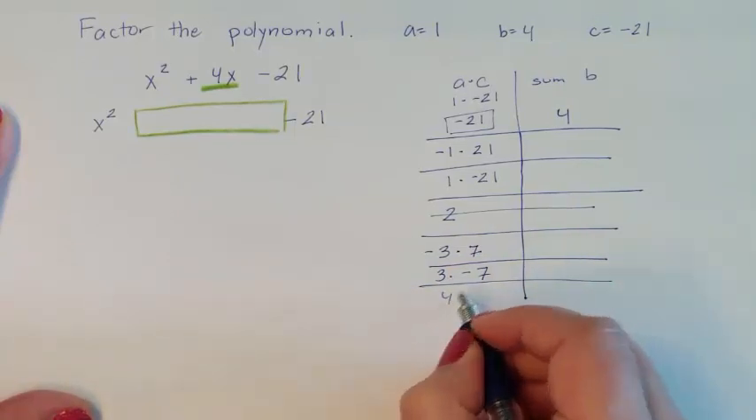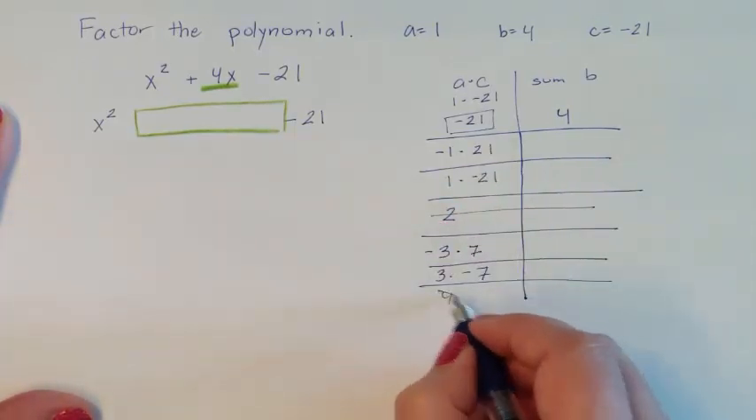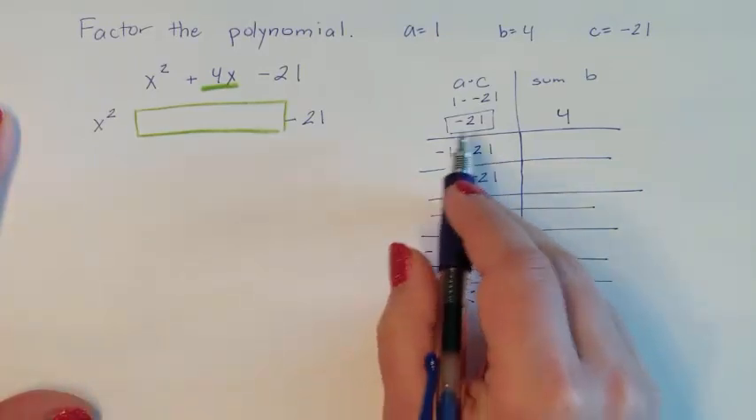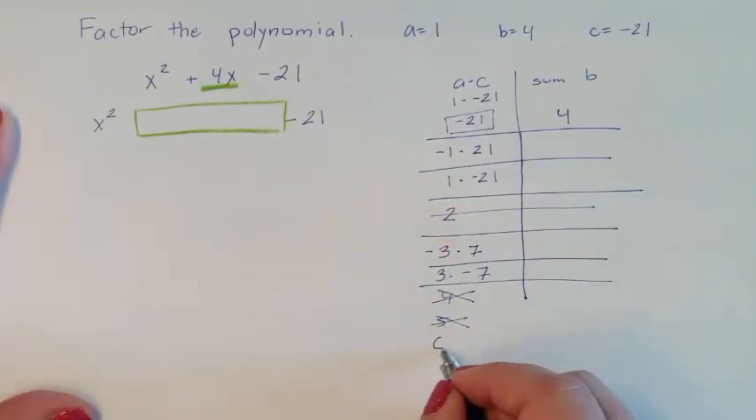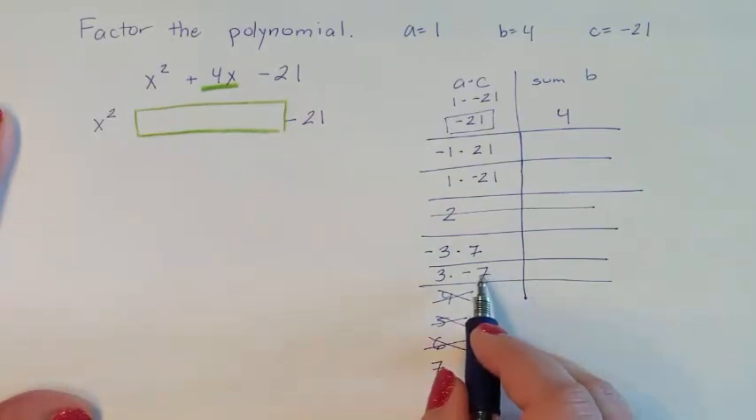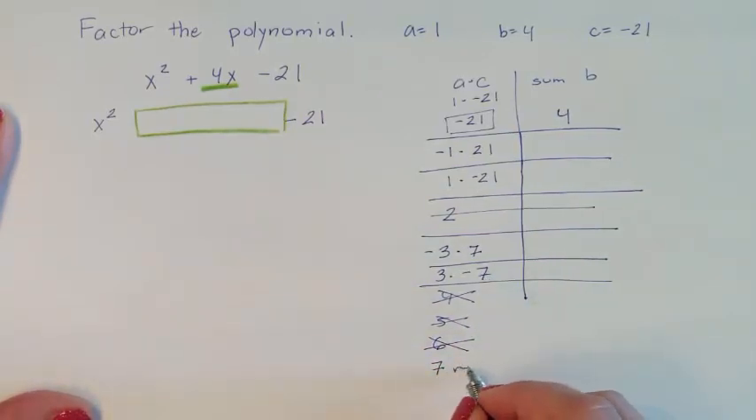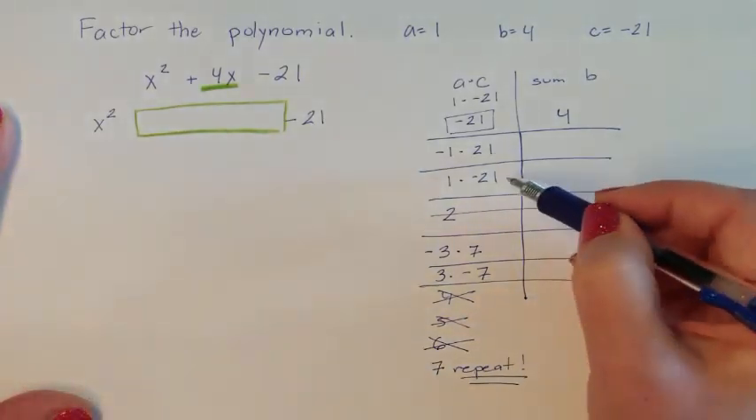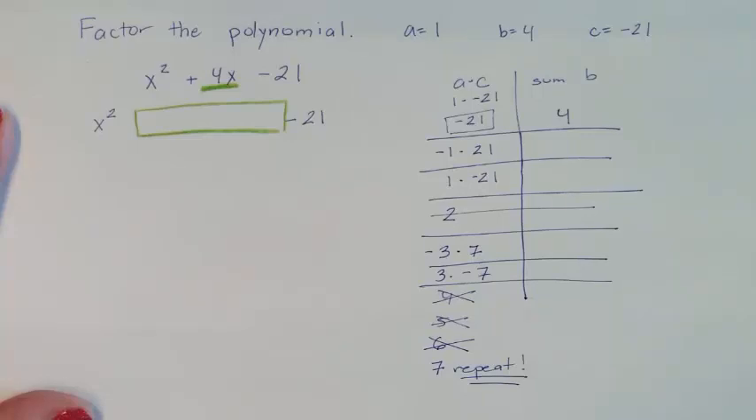Try 4. 4 times nothing gives me 21. Then you try 5. Nothing times 5 will give me 21. Try 6. Nothing times 6 will give me 21. 7. I already have a 7 on the paper. So this is actually a repeat, which means you can stop your list, which means these 4 are the only ways to multiply together.